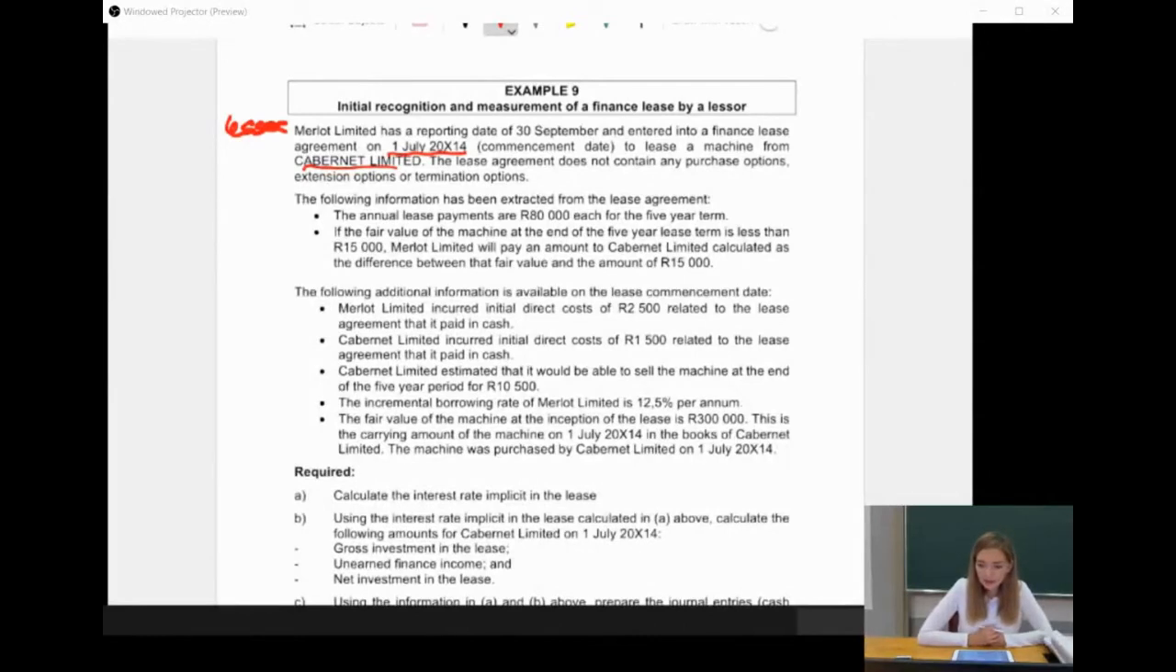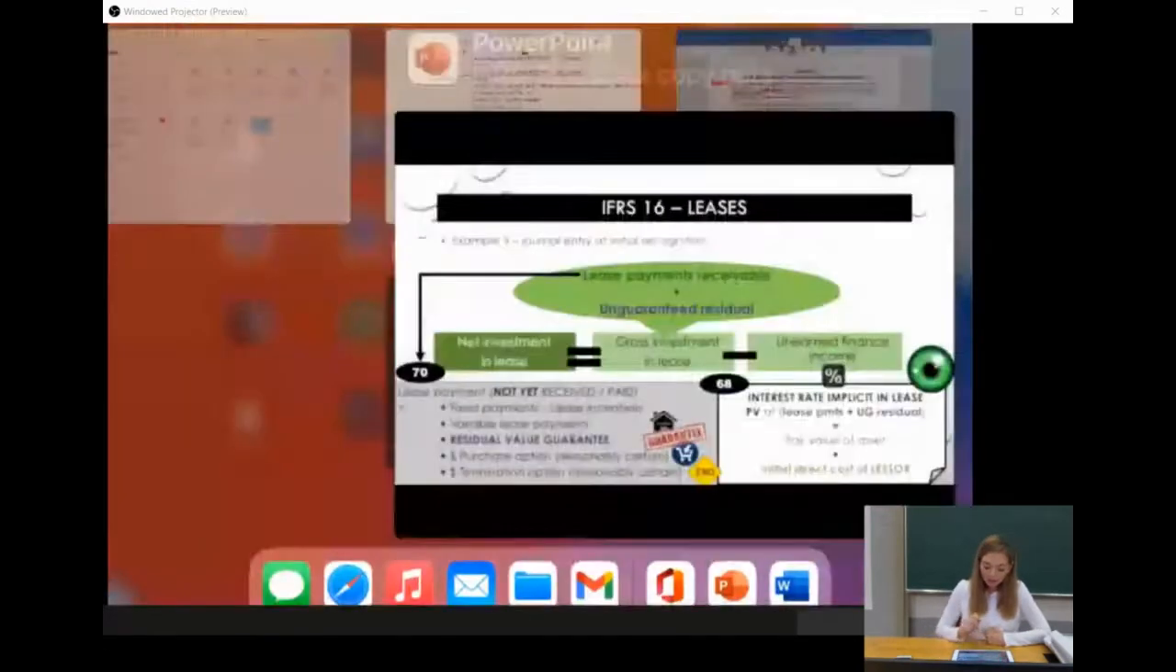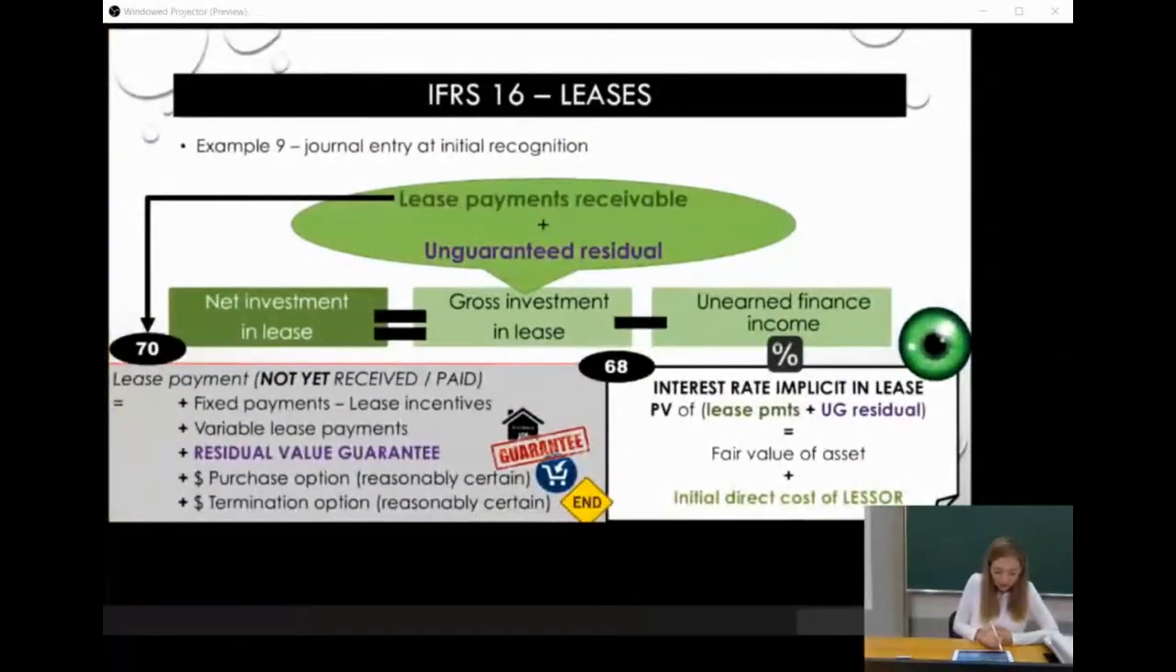Oh, sorry, I just see all these chats popping up. Ms. van der Walt asked, would a balloon payment at the end of the lease term also be included in lease payments receivable? Yes, it will, because if you think about it, that's going to be one of your fixed payments in terms of the lease contract. So if there's a balloon payment, yes, that's going to be included, because it's part of the lease payments definition.